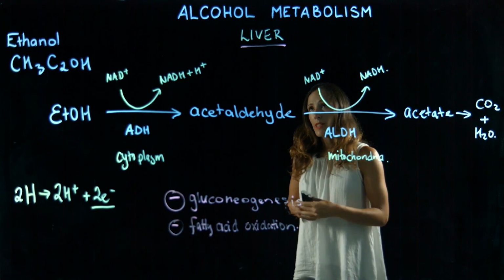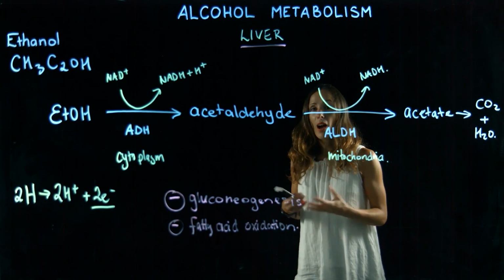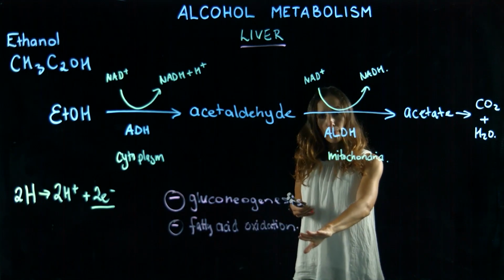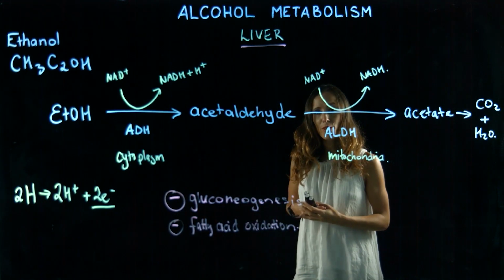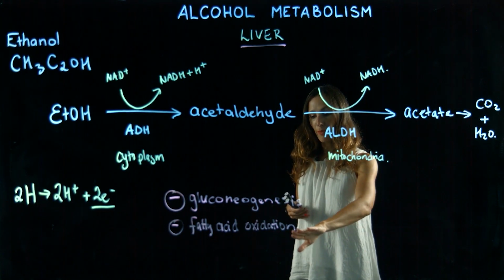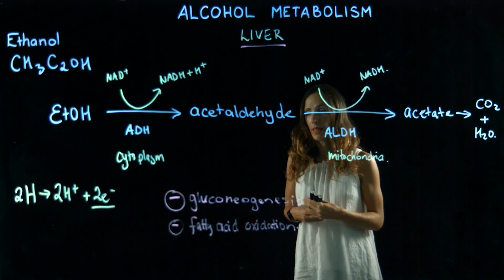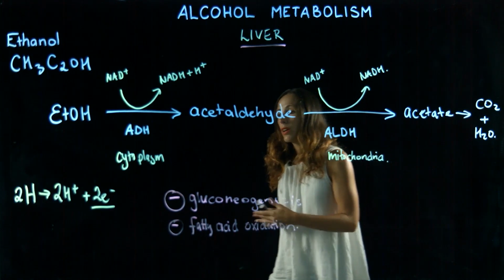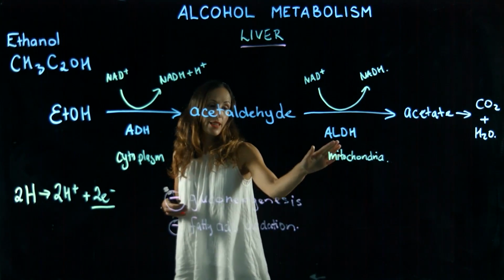So if someone is eating high-fat foods while consuming alcohol, we have an accumulation of triacylglycerides in the liver that can lead to fatty liver, because of the increase in fatty acids and TAGs.